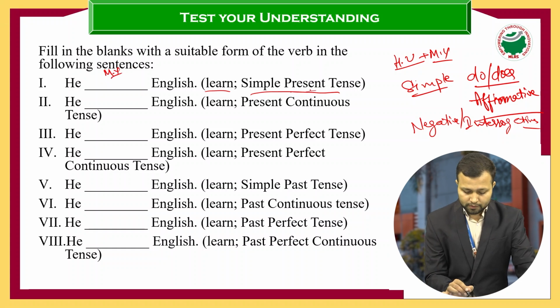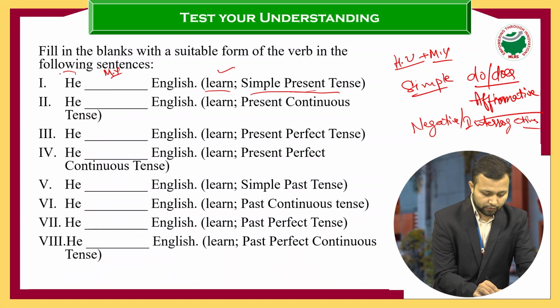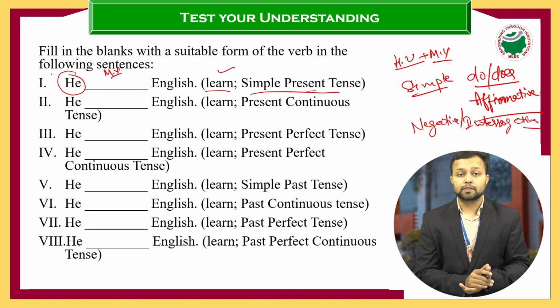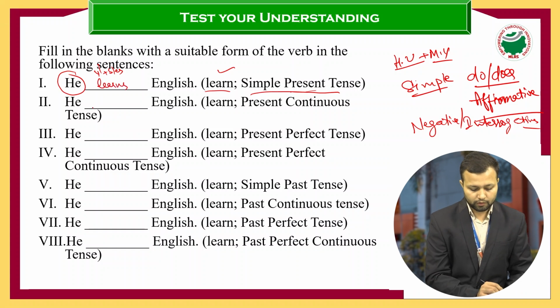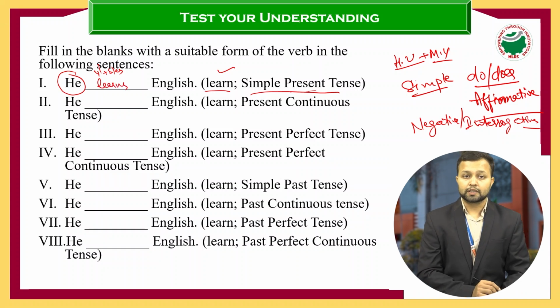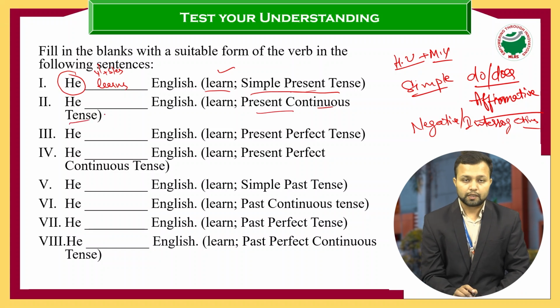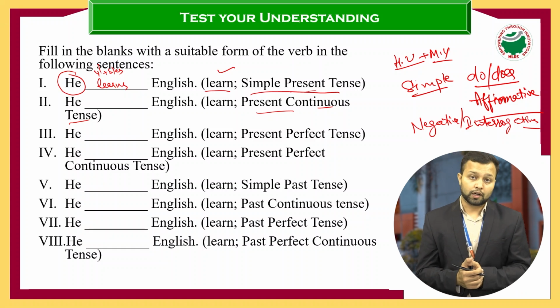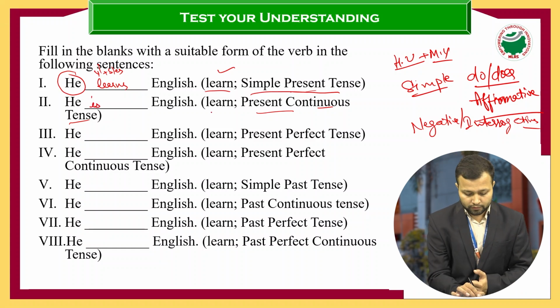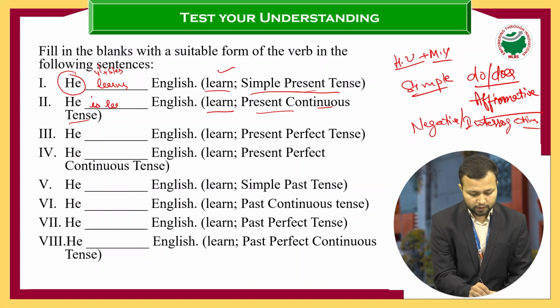So what is the main verb? Learn. Now we need to identify our subject. He is a third person singular pronoun. So for a third person singular pronoun, we are going to use V1 plus s or es. That makes our verb learns. Next sentence, same sentence, but the tense is changed. That is present continuous tense. In present continuous tense, our helping verb will be either is, am or are, but with the third person singular we are going to use is. Now, main verb V1 plus ing. So what is our V1? Learn. Learn plus ing, learning.